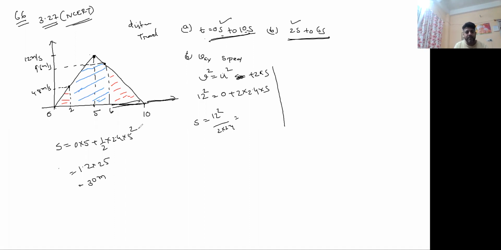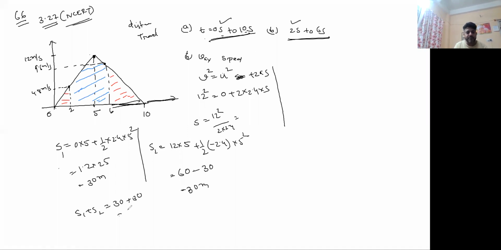And this is the first one. Second one is also 12 into 5 plus half minus 2.4 into 5 square. तो 5 बारह 60 minus 30, तो 30 मीटर ना. So S1 plus S2, that is 60 plus 30, that is 90 मीटर.